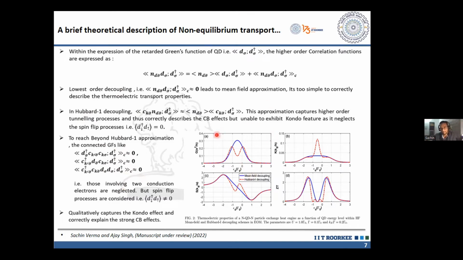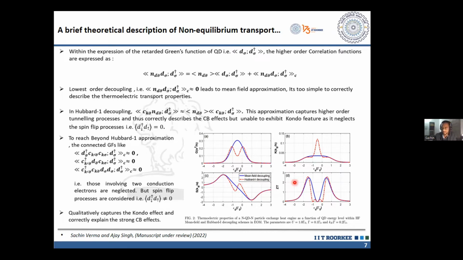So here we have compared the Hartree-Fock mean field and Hubbard one approximations for these NQDN systems. Here we have plotted the electrical conductance, thermal conductance, thermopower, and figure of merit for the NQDN system using Hubbard one and Hartree-Fock mean field approximation. The blue one shows the mean field decoupling, while the red one shows the Hubbard one decoupling, which is much better in comparison.